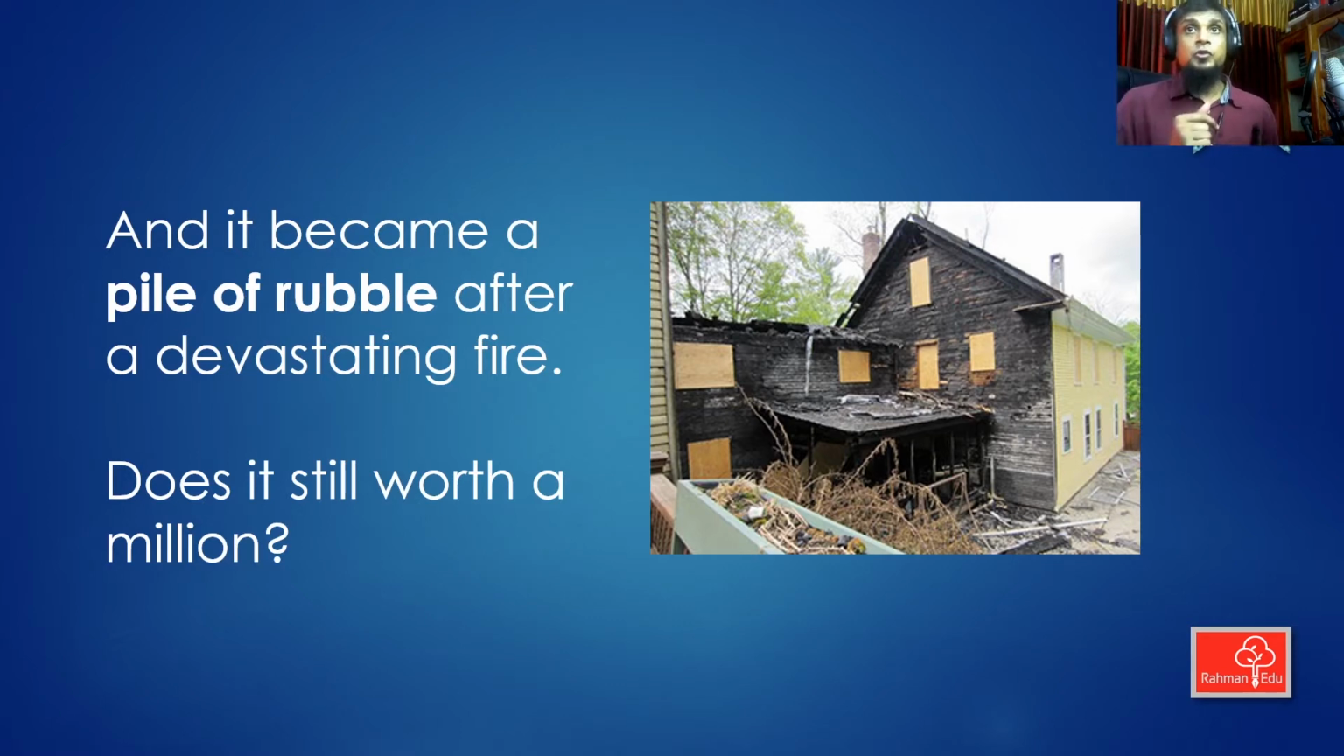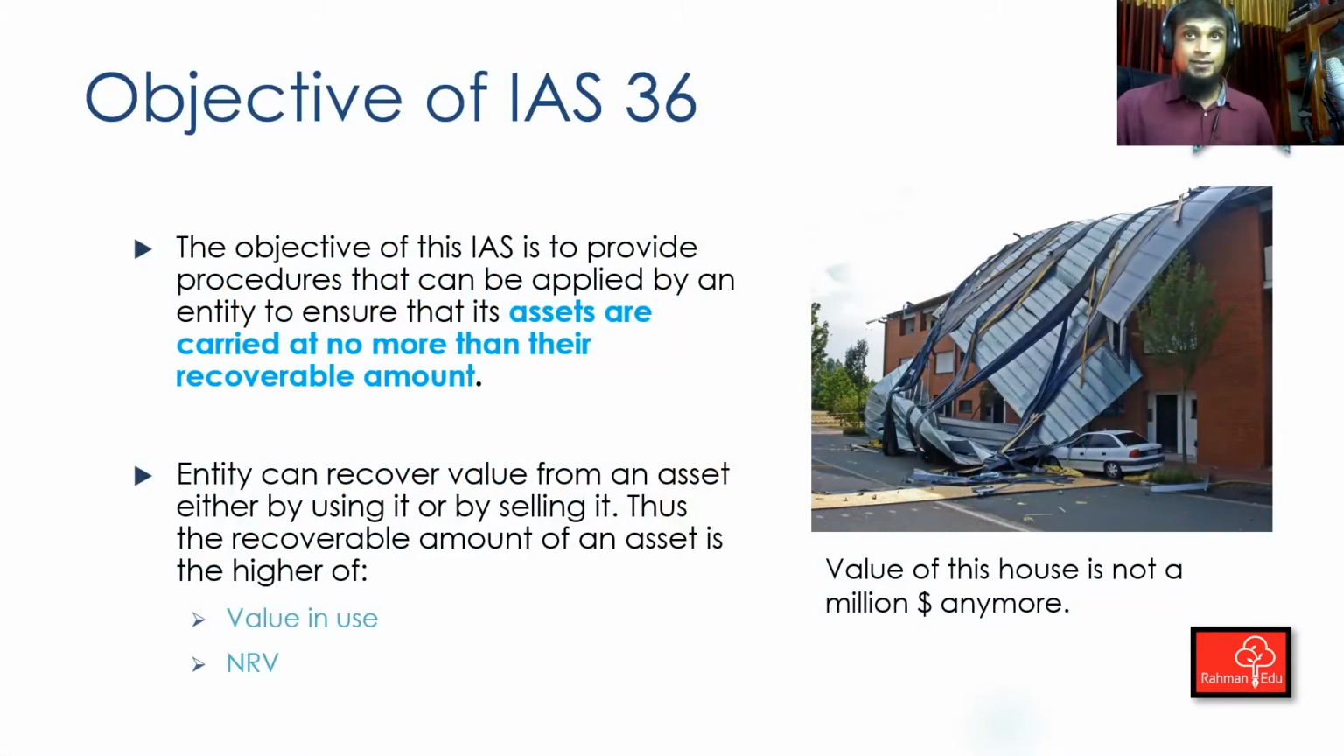So guys, here you go. We will talk about the objectives of IAS 36. The objective of IAS 36 is to provide some procedures to ensure that none of your assets are carried at a value which is higher than the recoverable value. You have that asset which is damaged and destroyed. That asset's recoverable amount has fallen drastically, and maybe the carrying value is still showing the higher value. Write it down, guys. That is the objective, right?